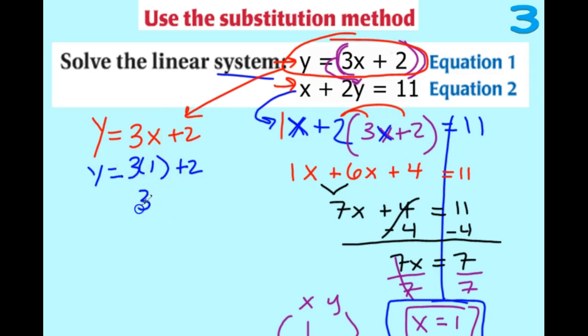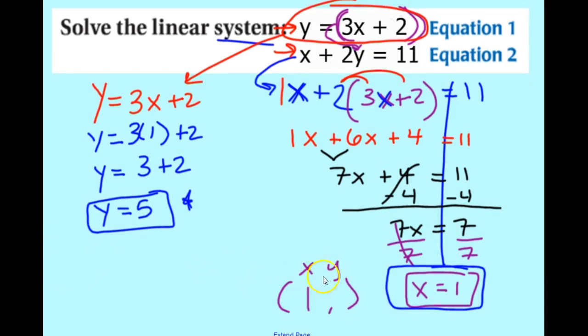3 times 1 is just 3. So 3 plus 2 is 5. So once you have the main part of the problem done, this part isn't so bad. It's easy to find that. Some of you could maybe even do that in your head.